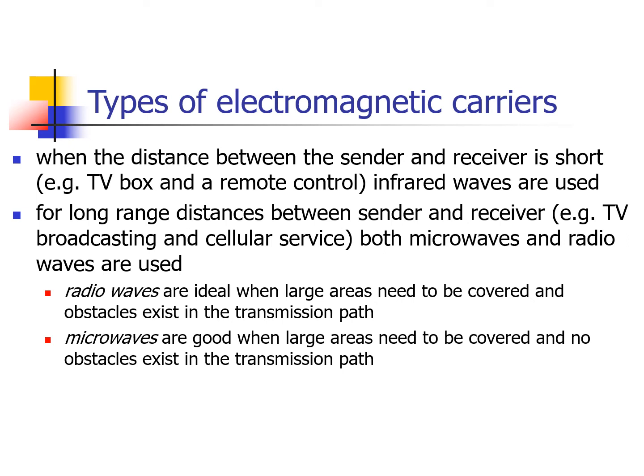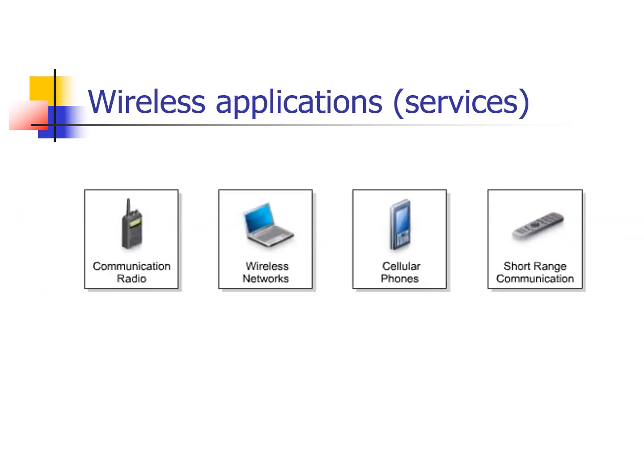While microwaves are good when large areas need to be covered and no obstacles exist in the transmission path, like for the cellular service. The cellular service sends and receives signals through the satellite station in the atmosphere. Here are examples of wireless applications: communication radio, wireless networks, cellular phones, short-range communication. Have you tried using them?